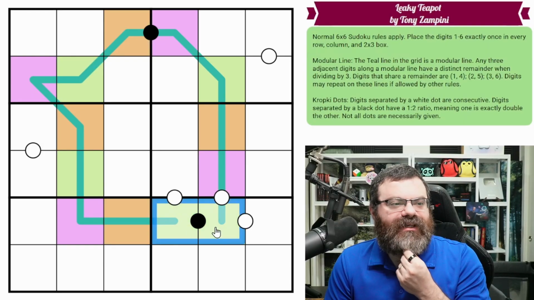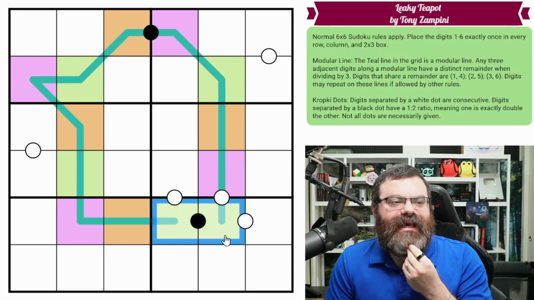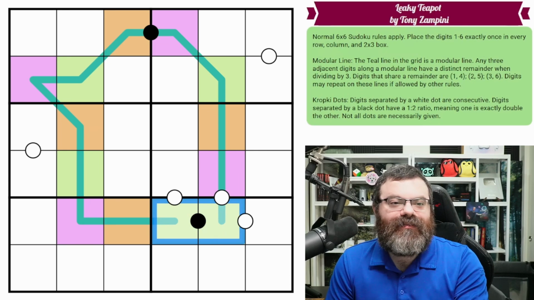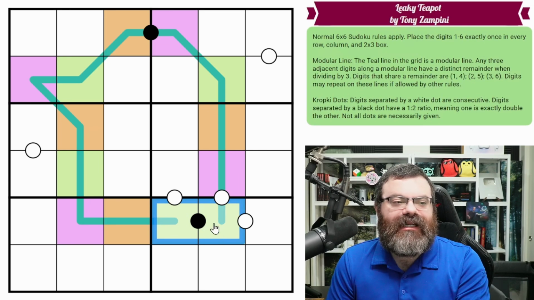Okay, so the first thing we see is that these 2 cells are both green across a black dot. So we want to think about this because this is going to represent an entire green group. So it could be 1-4.